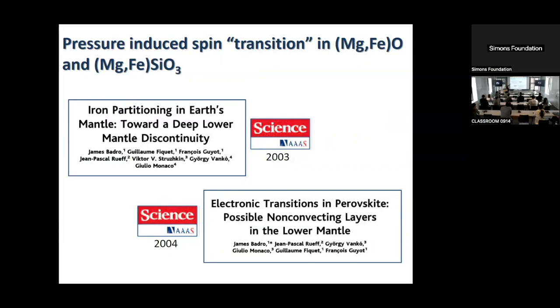So you can see the type of claims that are made in these papers here towards lower mantle discontinuity. The data has not been confirmed, and there are possible non-convex layers in the deep mantle because of the possible change in optical properties across the spin transition. So this problem has not been addressed.